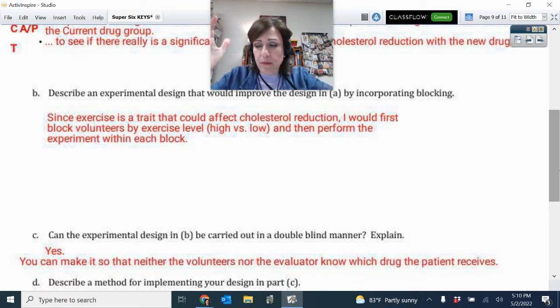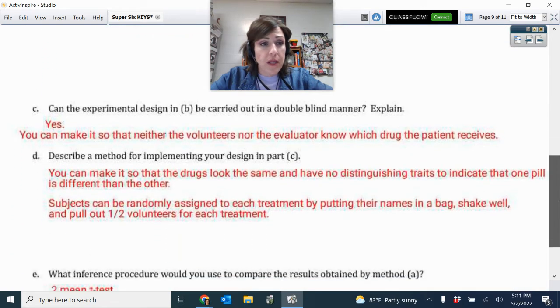So remember when we would do that, the Babratmi capped, when we would block by this trait because that trait is most impacting what we are measuring. So, since exercise is the trait that could affect cholesterol reduction, you would first block volunteers. You block first, and then within each block, you do an experiment. So, block the volunteers by exercise. I just chose high and low, and then perform the experiment within each one of those blocks.